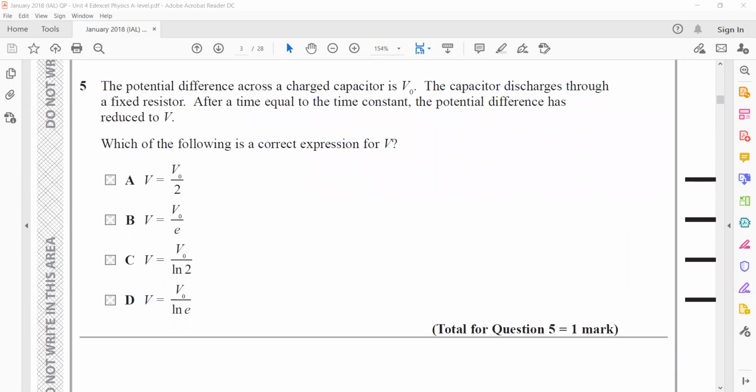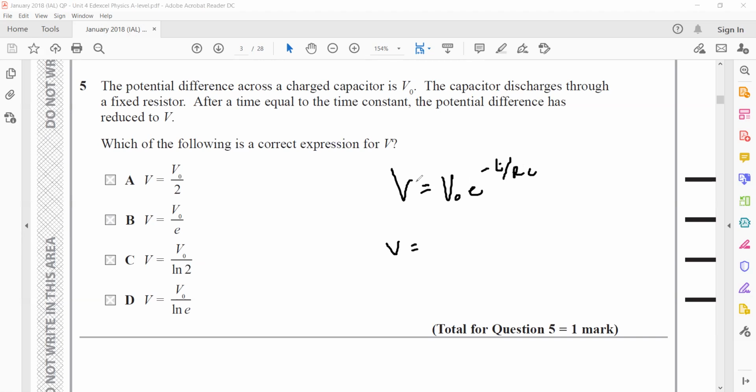Which of them is the correct expression for V? It's simple. First, you write the equation for discharge of a capacitor. As we know, V, the voltage after a certain time interval, so V is equal to V naught e raised to power minus t over RC.